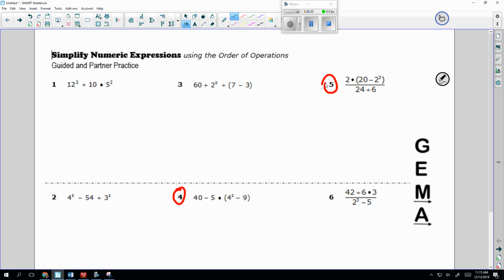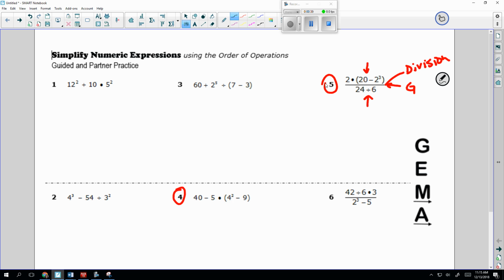Now, when you see a problem like this with this big, long division sign here, this is like a grouping, okay? So it's telling you you've got to do what's on top, and you have to do what's on bottom before you can do the division. So it's really also a division sign, okay? But you got to do the stuff on top and on bottom before you can move on.